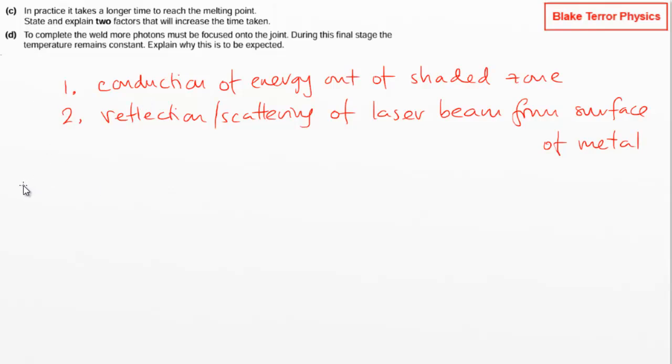Right, last part. To complete the weld, more photons must be focused on the joint. During this final stage, the temperature remains constant. Explain why this is to be expected. Right, again, this is all our thermodynamic stuff. So this is our latent heat of fusion, because remember, we're melting this, so we're going from solid to liquid. So this is our latent heat of fusion rather than the latent heat of vaporization.